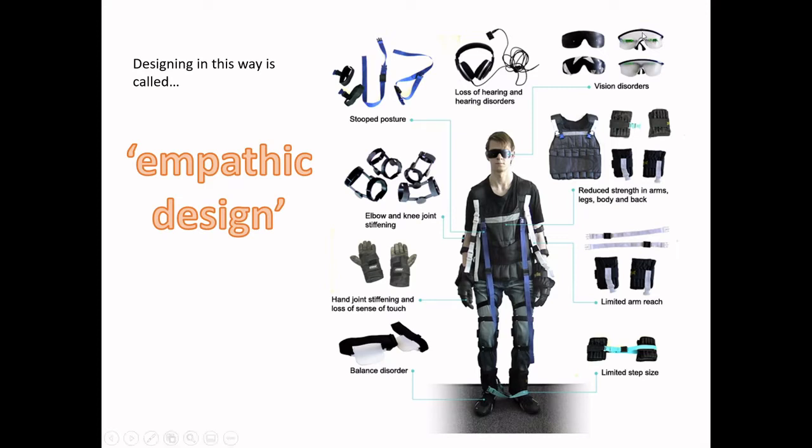You've got weighted vests, wrist weights, ankle weights, that sort of thing to reduce the amount of strength you may have. Restrictive straps stop people from being able to extend their arms. Obviously, if someone's got something like arthritis, they might not have full range of motion. That could be the same as well. I see there elbow and knee joint stiffening, hand stiffening, and then limited step size.